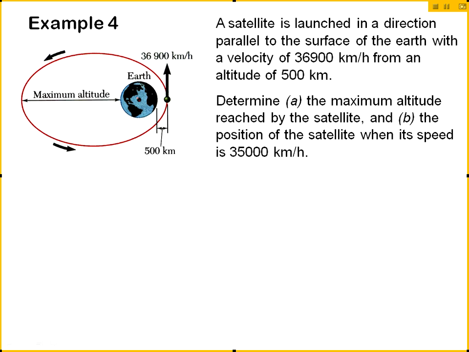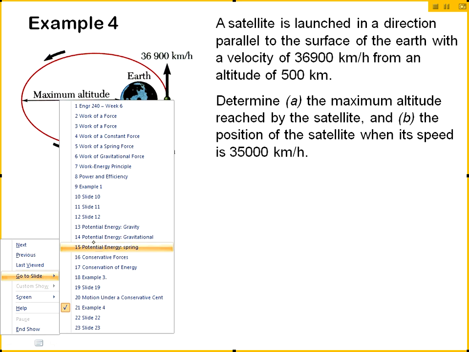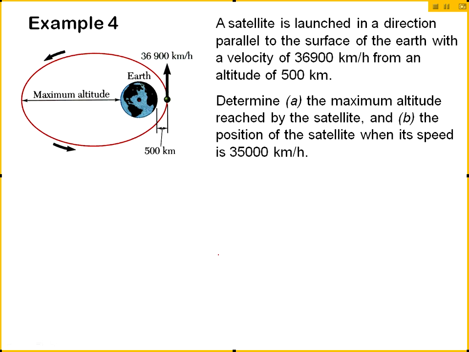Okay, and letter B, the position of the satellite when its speed is 35,000 kilometers per hour. Take note, just for reference, let's compare this with, I don't know if I can find it. It's in a different PowerPoint file. So we solved a problem very similar to this last time, right?